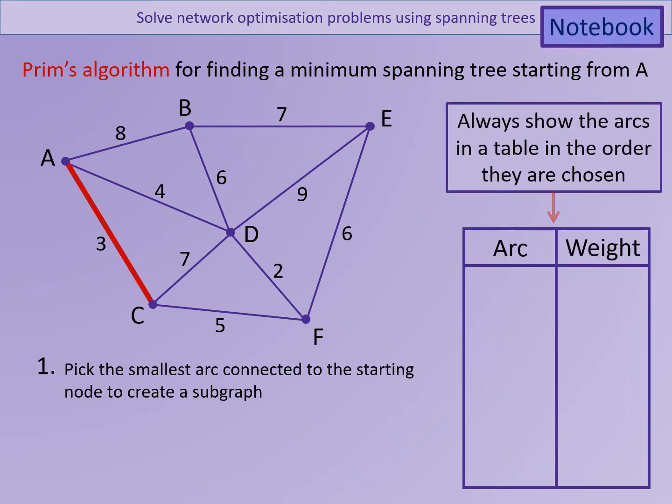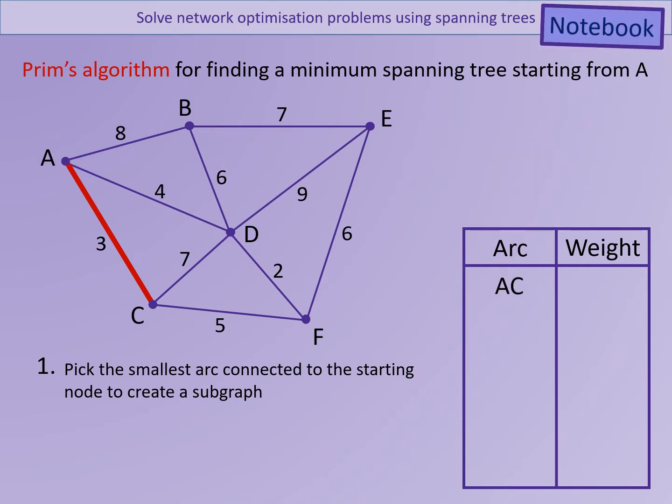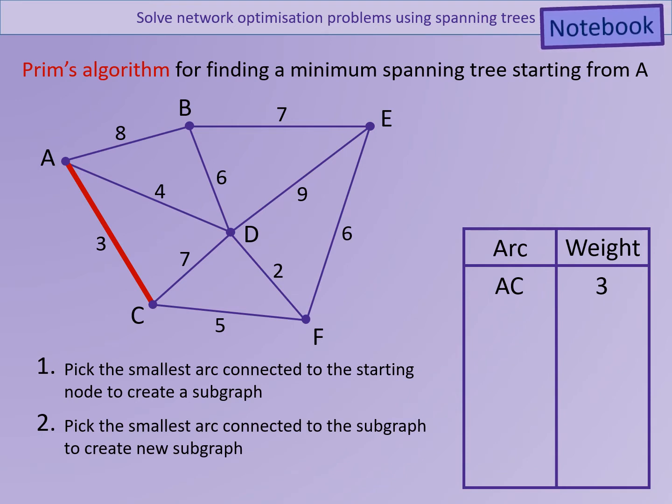I'm going to put the order of the arcs into a table. So arc AC was added first and its weight was 3. The second step in Prim's algorithm is to consider all of the arcs that connect to the graph that we have already started to draw. So we need to consider the smallest arc coming from either vertex A or vertex C. So the smallest arc coming from here is AD with a length of 4. So we add that to the table, arc AD, weight 4.